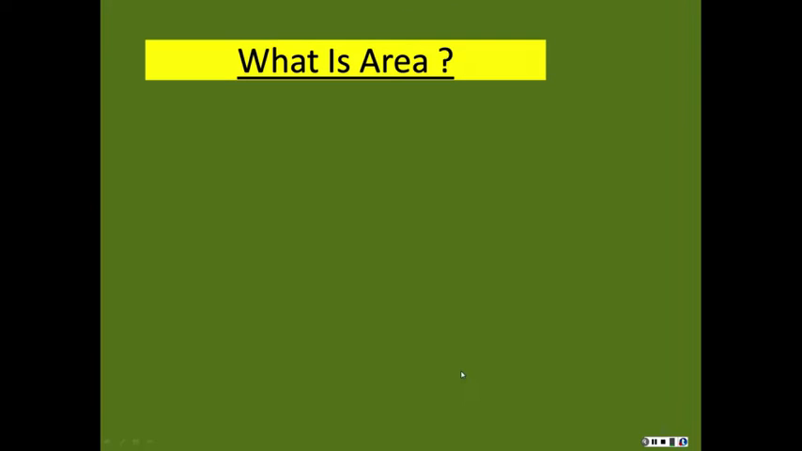Right, we're going to talk about finding the area today. What is the area? Does anybody know what the area is? It's the inside measurement of a figure. That's right. So an area, here's the official definition. Area is the amount of space that's inside of a shape.